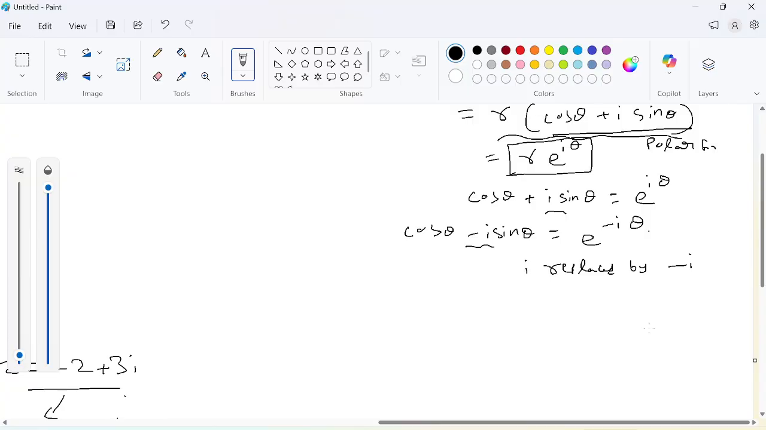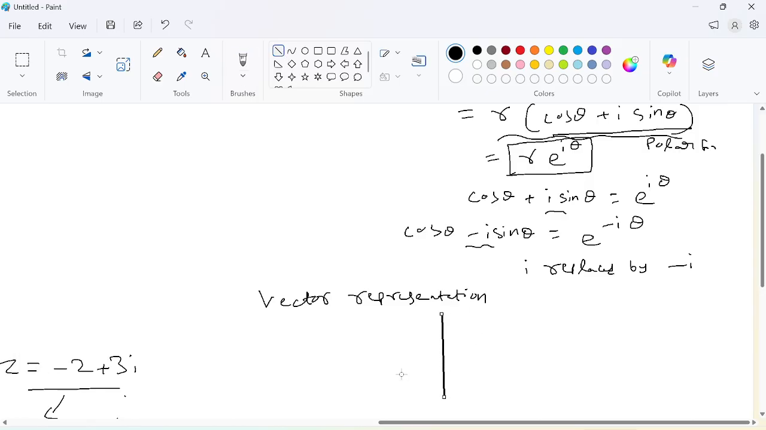Next, there is also one more form called vector form. Vector representation of a complex number. See, vectors I'll be explaining in a separate module, vectors and three dimensions and all that. For now, vectors means you can think like a vector is having some direction. Now you see here, every complex number can be considered as a position vector of that point.